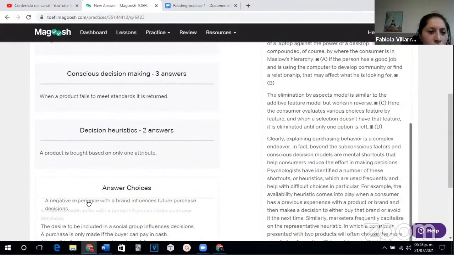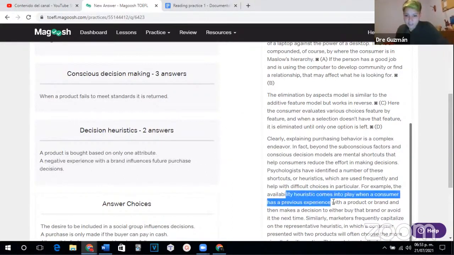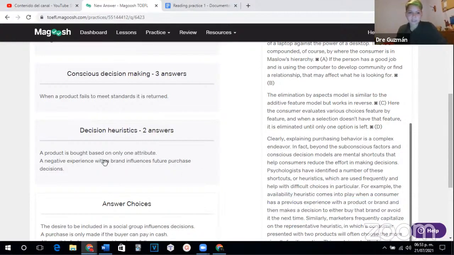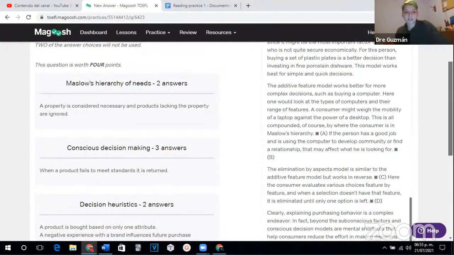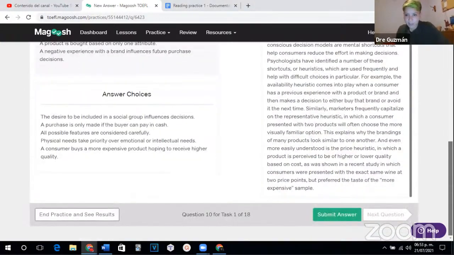Maybe conscious decision making. Yeah, we read it right now. When we're talking about heuristics, know that a previous experience with a brand, justo acá, ¿no? With a previous experience. So I think it fits more here. So these two we have listos. Ya están los dos de acá. Acá nos faltan dos, and here we're missing one. Okay, so let's see the next phrases.